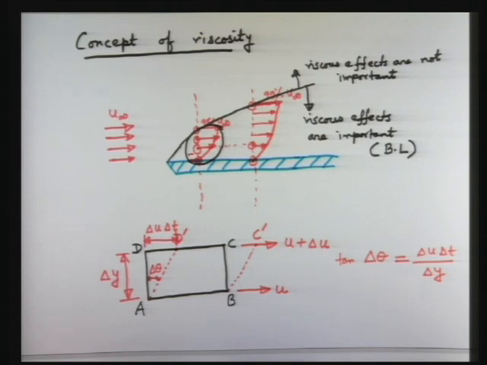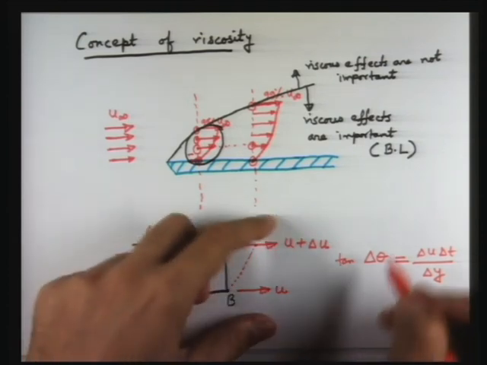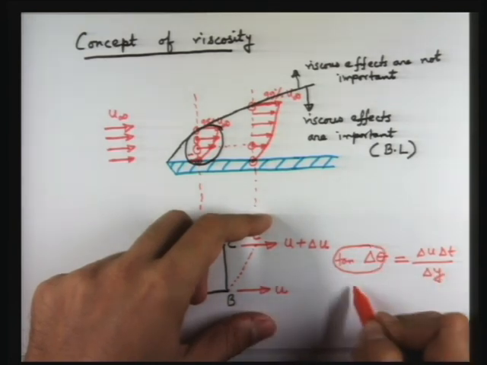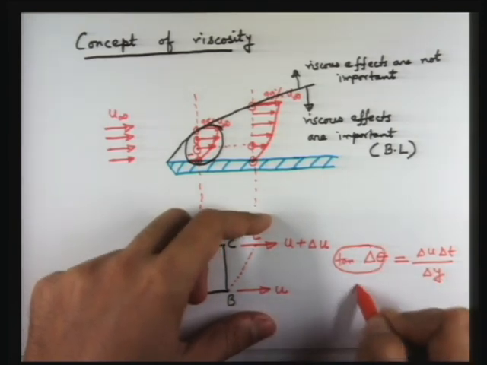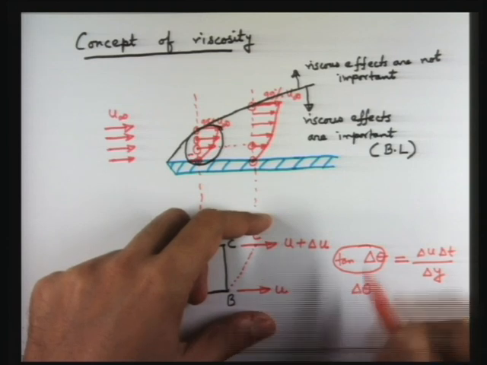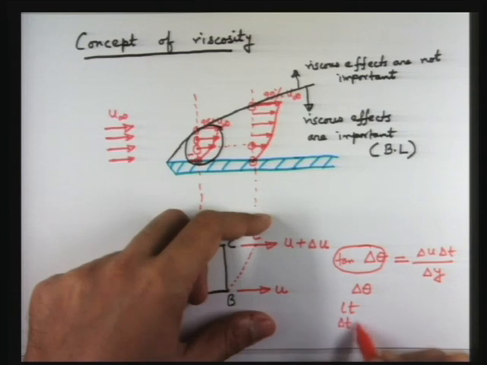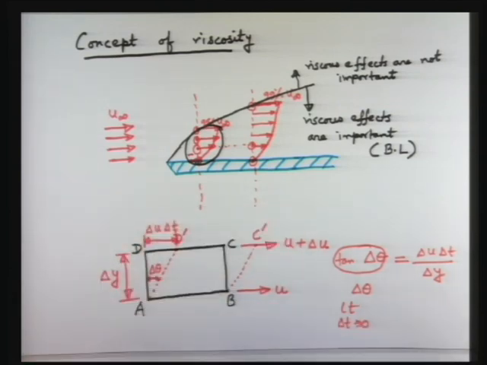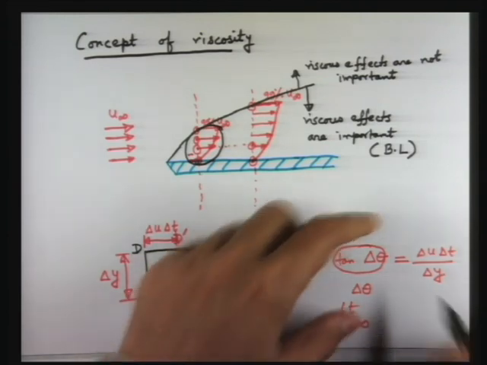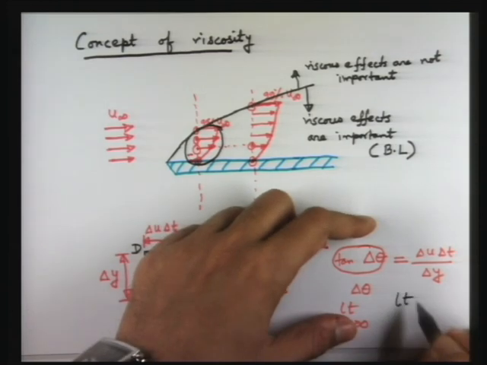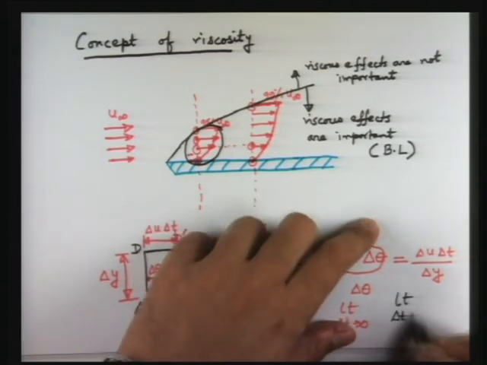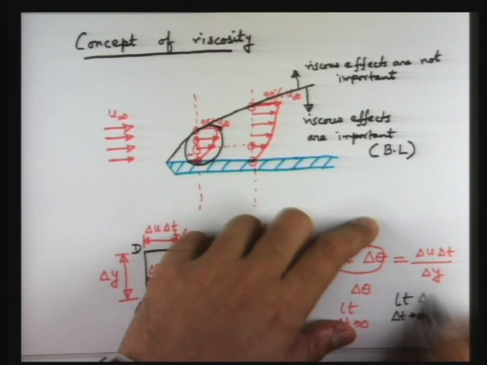Considering a time interval of delta t which is small, tan of delta theta may be approximated as delta theta. So that we are considering the limit as delta t tends to 0. If you do that, then the remaining algebra is very straightforward. So you can write limit as delta t tends to 0, delta theta by delta t is equal to delta u by delta y.